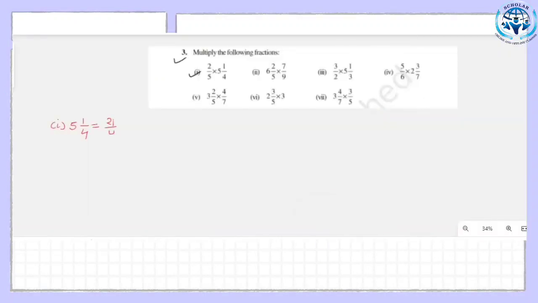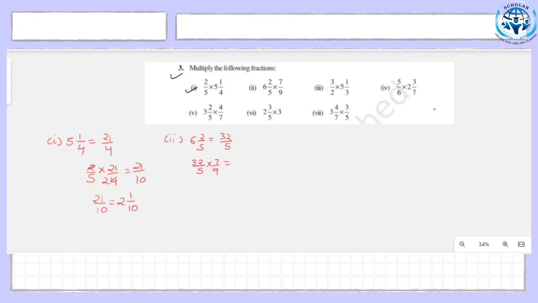Question number 3, multiply the following fraction 2 by 5 into 5 1 by 4. 5 1 by 4 is equal to 21 by 4, as 5 4s are 20, 20 plus 1 is 21 by 4. 2 2s are 4, 5 2s are 10, 21 by 10. Numerator with the numerator, 2 and 21, and denominator with the denominator, 5 into 2, 5 2s are 10. 2 1 by 10 is the answer.